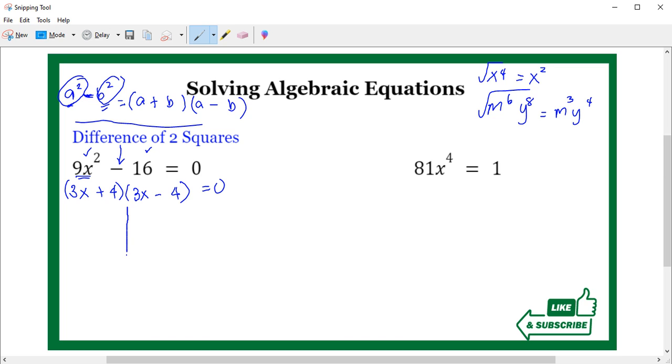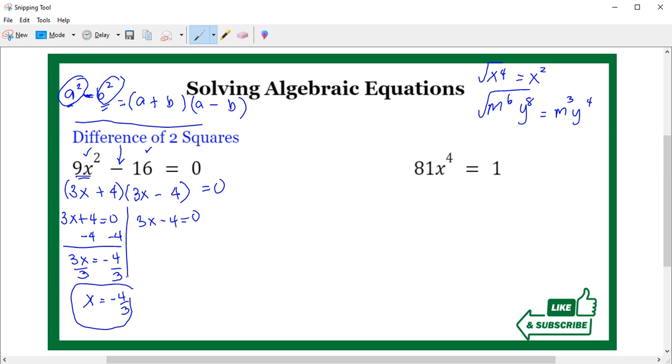Okay, so now that you have two factors that have some sort of x, we will solve for each one. So 3x plus 4 equals 0, and the other one is 3x minus 4 equals 0. Separately solving them, minus 4 on both sides. So now you have 3x equals negative 4, divided by 3. Therefore, x is negative 4 thirds. So this is your first answer, okay?